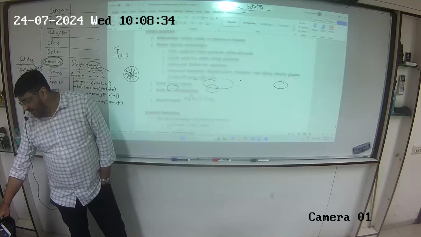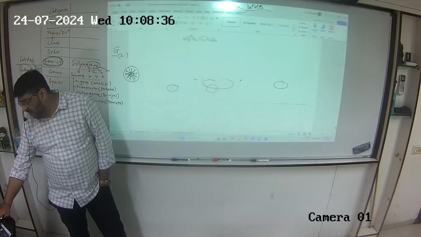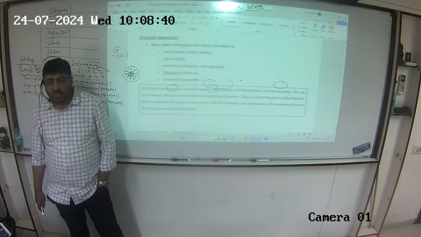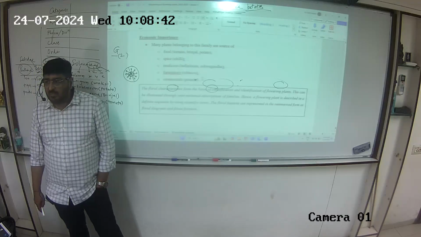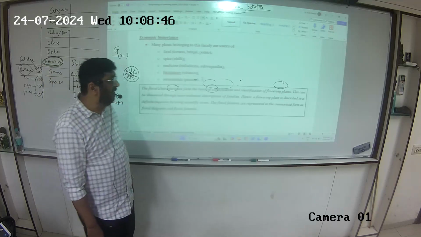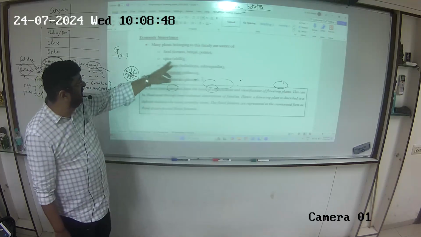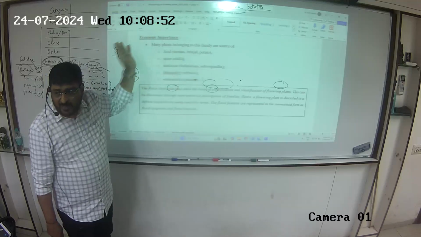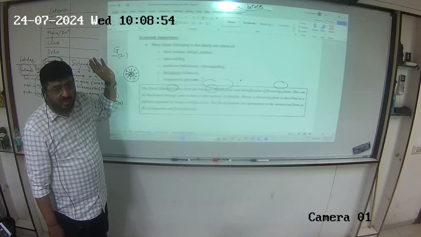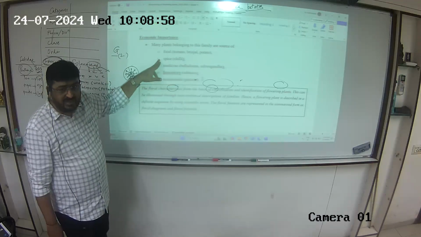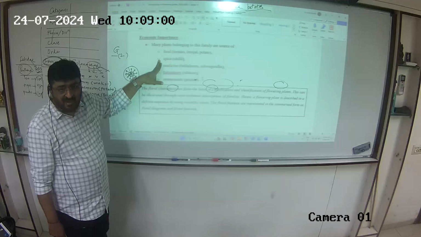And finally, the economic importance of this particular family. Which are the plants in this family which are economically important? Obviously, some of them are sources for food like tomato, brinjal and potato. I have given the respective names also. Something like chili is used as a spice, right?